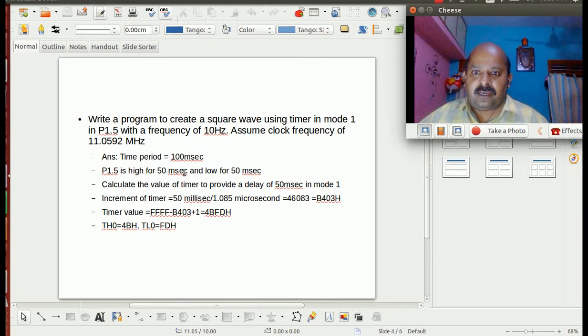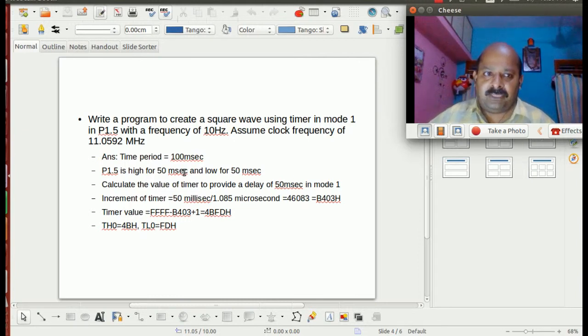Now is this achievable? Yes, this can be achievable in mode 1 because the maximum possible delay in mode 1 is 71.1 milliseconds. Okay, so let us see what is the value of the timer that needs to be set in T0. So to achieve a delay of 50 milliseconds, each increment in timer will take 1.085 microseconds, that is a machine cycle.